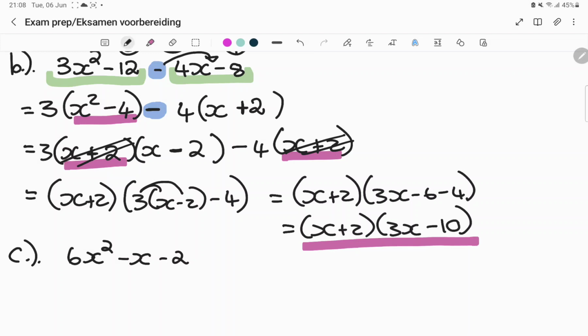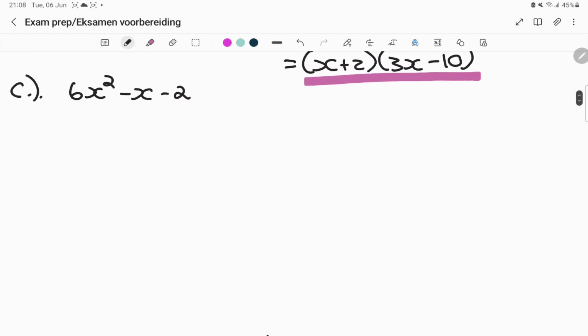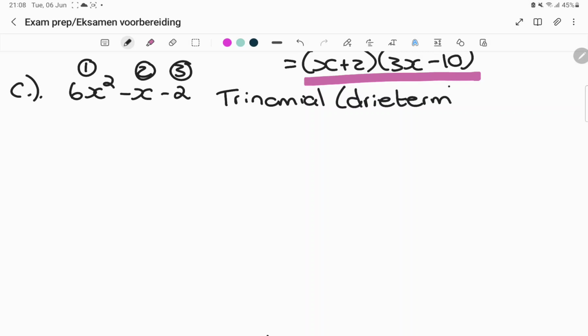Right, now let's quickly have a look at question C. Alright, so question C I can see is 1, 2, 3. So I know that this is going to be a trinomial, or in Afrikaans a drieterm. So I always first check for a common factor. However, there is no common factor between 6, 1 and 2. So we're going to start factorizing this. So knowing that this sign here is a negative, I know that my one bracket has to be a positive and my one bracket has to be a negative.